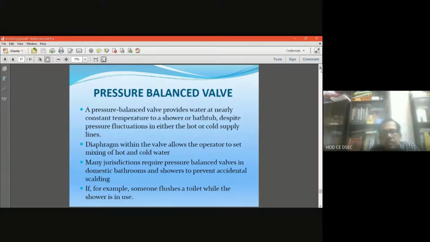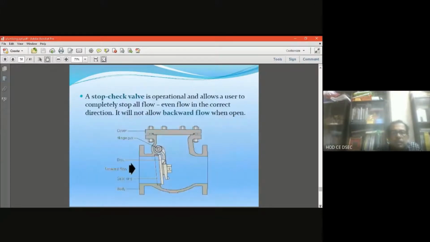Many jurisdictions require pressure balance valves in domestic bathrooms and showers to prevent accidental scalding. If, for example, someone flushes a toilet while the shower is open, so it should be kept in mind. Now I am going to the next valve, that is the check valve.